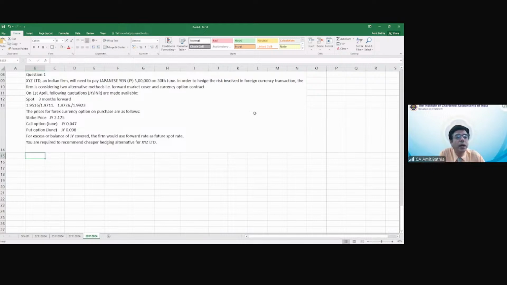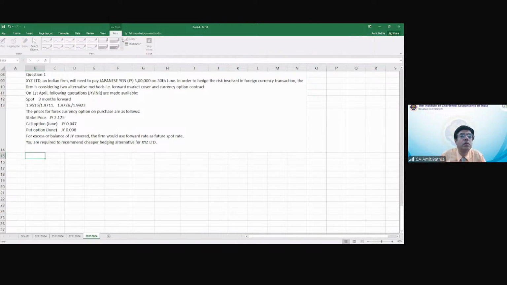XYZ Limited, an Indian firm, will need to pay Japanese yen 500,000 on 30th June. In order to hedge the risk involved in foreign currency transaction, the firm is considering two alternative methods: forward market cover and currency option contract. On 1st April, following quotations are made available.